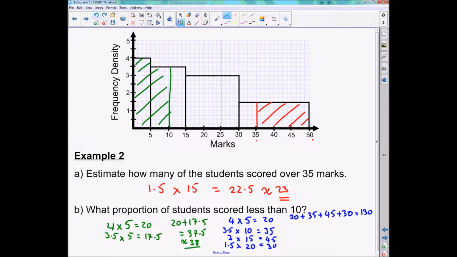So finally, to get this proportion, which I'm going to do as a percentage, I need to do 38 divided by the 130 people times it by 100. I get a percentage of 29.2% to one decimal place.